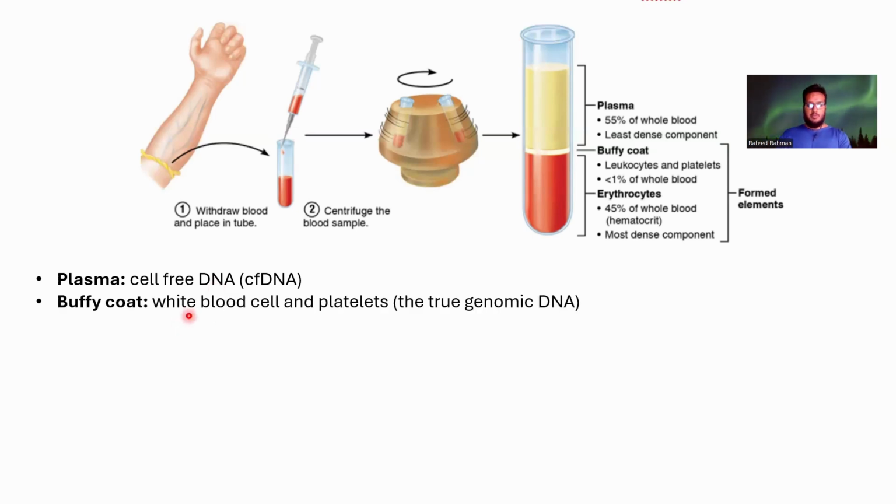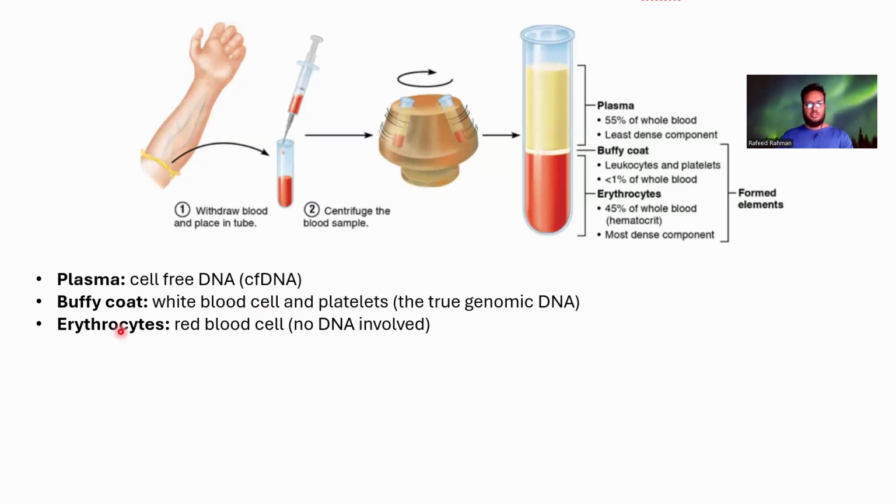It contains the white blood cells and platelets. White blood cells are the ones fighting as an immune system for our body. And this is the true genomic DNA. So if you want to get your genomic DNA from any one of these parts of the blood, which is 3 billion base pair long, then this is the part you should be looking at, the white blood cell.